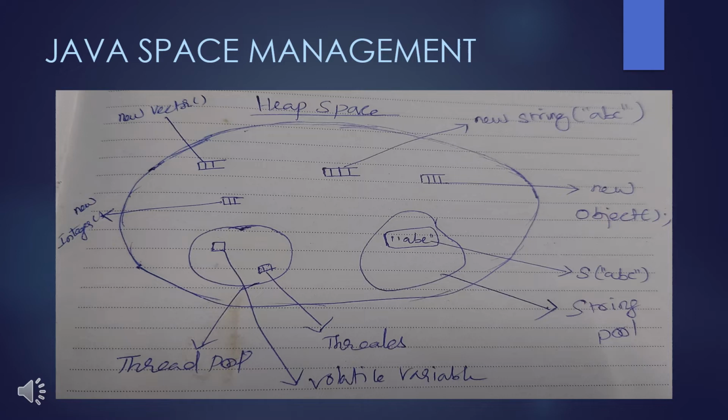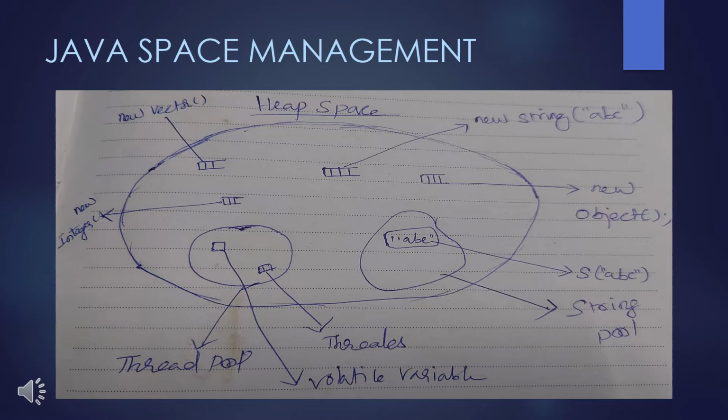The second one is the thread pool. This is on the left corner, where I put the buffer space. Inside this, the threads are created, and if I create Thread t1 equal to new Thread, it will be created as a stack space here. Volatile variables, which are transferred, stored and used during the thread's life cycle, will be stored inside this thread pool only.